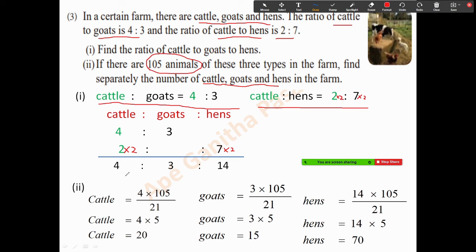First let's get the sum of the 3 components of the ratio. 4 plus 3 plus 14. 4 plus 3, 7. 7 plus 14, 21. So the total is 21.